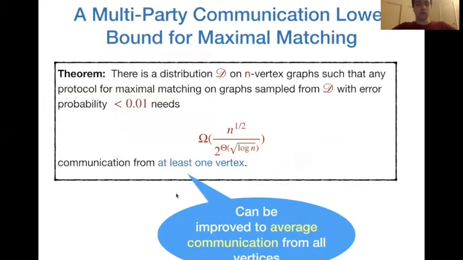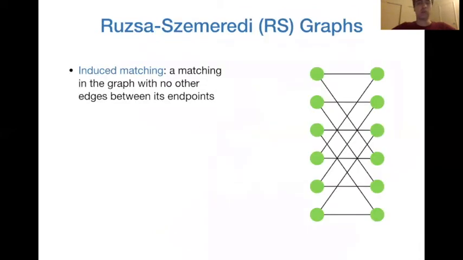One other thing I should point out is that here I stated the lower bound that we need this much communication from at least one vertex. In the paper, we show that in fact this can be improved to communication on almost all the vertices. On average, vertices need to communicate this much. Okay. So now let me talk about how we prove this theorem.